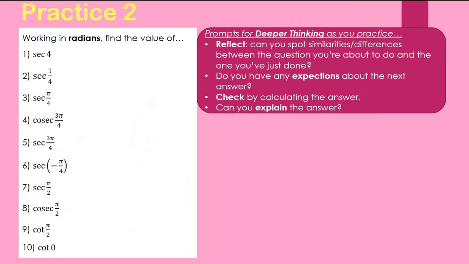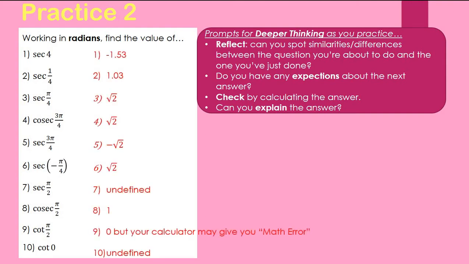Okay. Another set of questions to try. So this time just working in radians, but it's the same idea. There's a few unusual ones there near the bottom. Here are the solutions. Okay, so we can't always find values for some of these reciprocal functions. We're going to look in more detail about that on the next session.